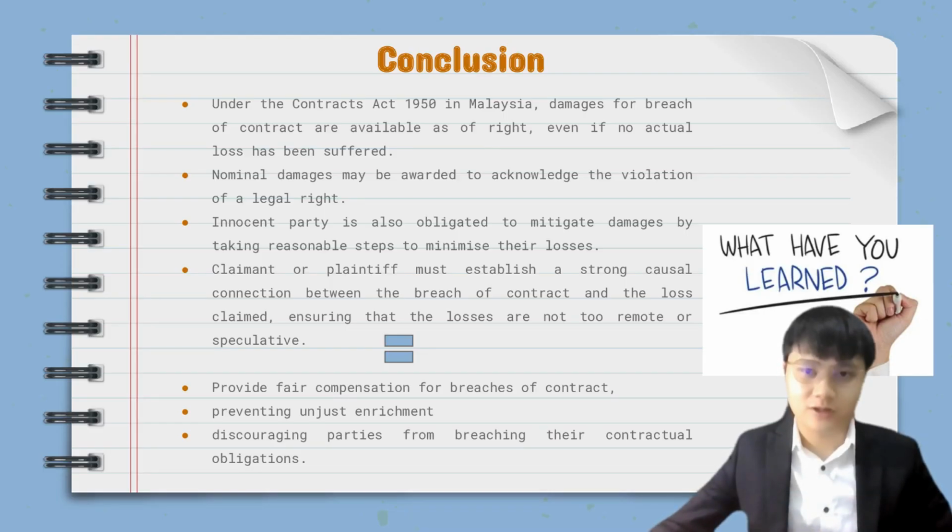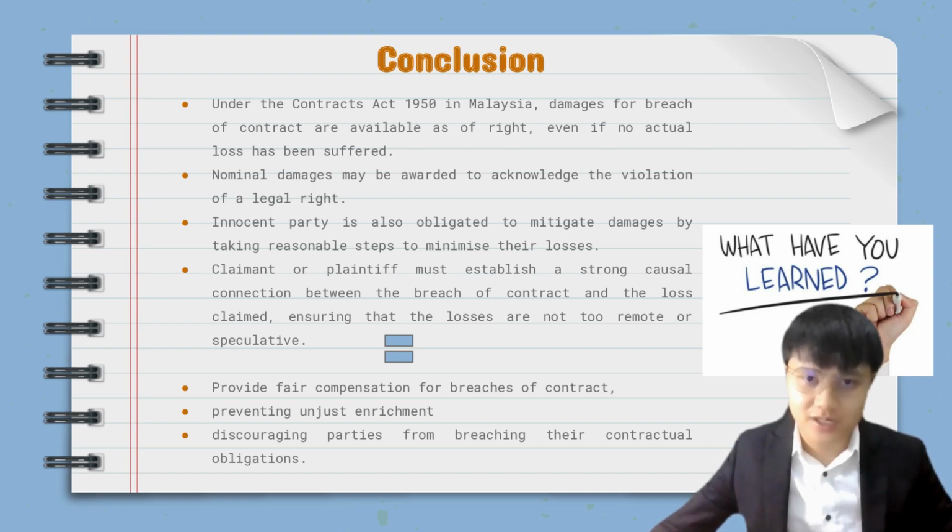In conclusion, under the Contracts Act 1950 in Malaysia, damages for breach of contracts are available as of right, even if no actual loss has been suffered. In such cases, nominal damages may be awarded to acknowledge the violation of a legal right. The innocent party is also obliged to mitigate their damages by taking reasonable steps to minimize their losses. Furthermore, the claimant or plaintiff must establish a strong causal connection between the breach of contract and the loss claim, ensuring that the losses are not too remote or speculative.